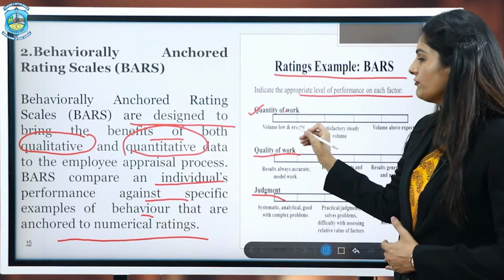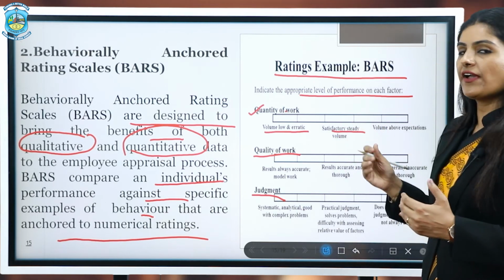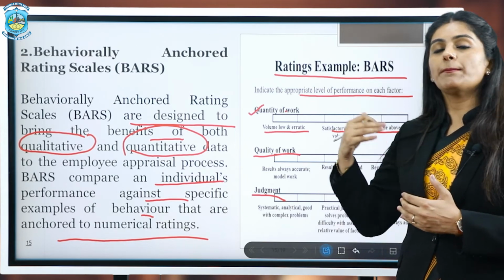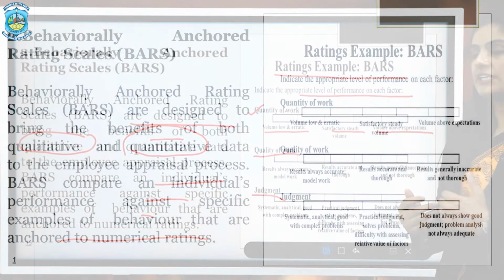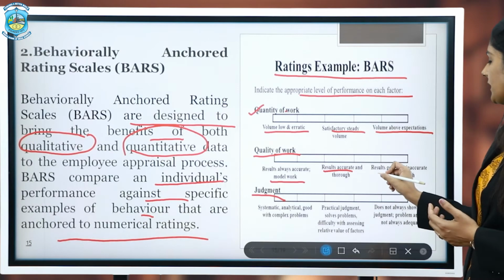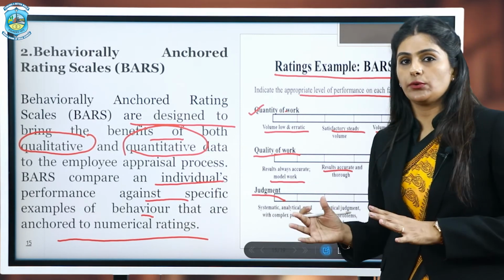Like quantity of work, volume can be low and erratic, satisfactory and steady volume, or volume above expectation. Similarly, when we talk about quality of work, the results could be always accurate and a model work is done by him or her, or the results are accurate and thorough, or the results are generally inaccurate and are not thorough.